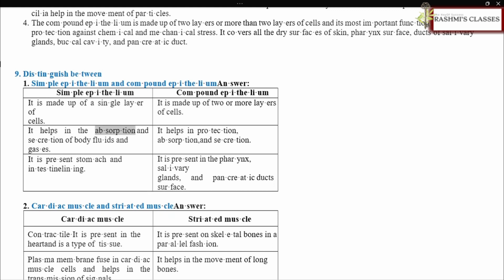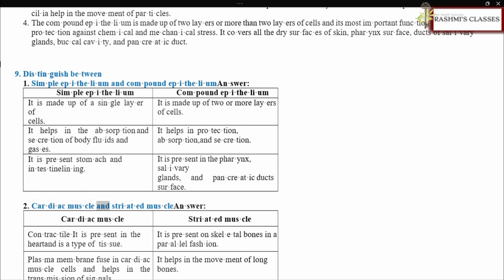Simple epithelium helps in the absorption and secretion of body fluids and gases. Compound epithelium helps in protection, absorption, and secretion. Simple epithelium is present in the stomach and intestine lining. Compound epithelium is present in the pharynx, salivary glands, and pancreatic ducts surface.